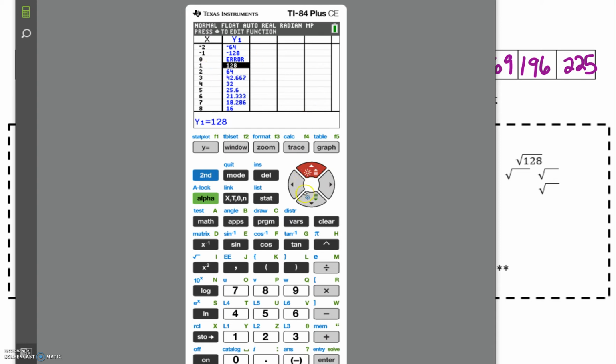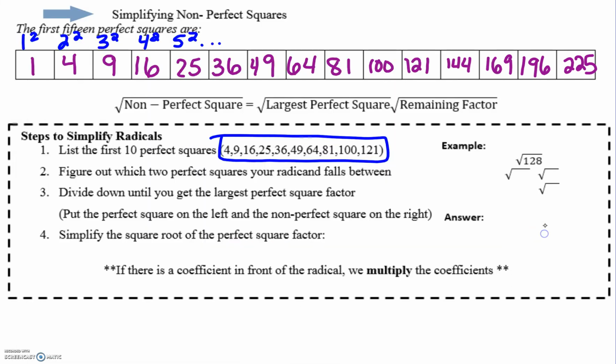128 is not a perfect square, but if I go down, I should see that 64 is my largest perfect square. So my two factors that go into 128, perfect square and non-perfect square, are 64 and 2. So I would do 64 times radical 2 is 128. The square root of 64 is 8. And I'm left with a radical 2. So my final answer is 8 radical 2.